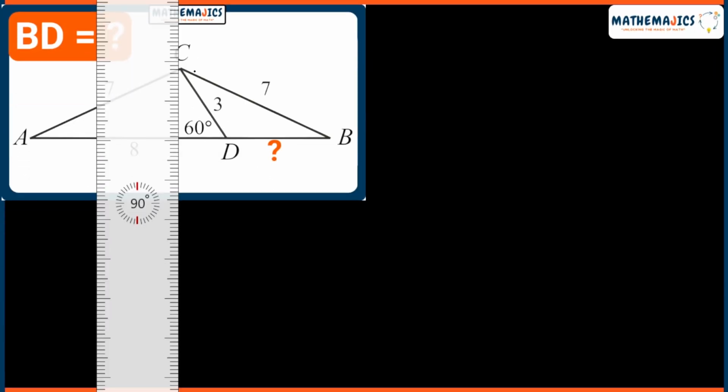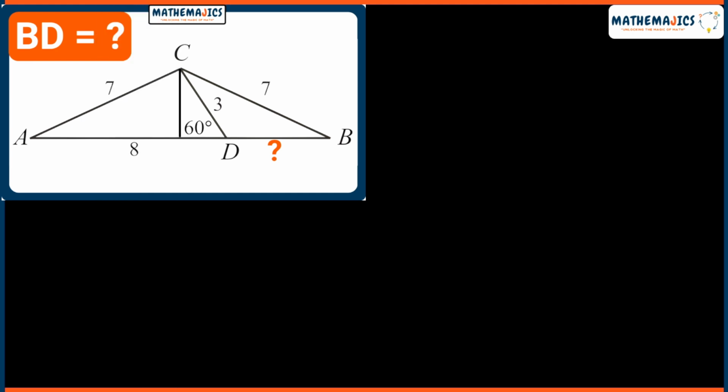First of all, I'll be drawing a perpendicular from point C on AB. Let's draw a perpendicular from point C on AB like this. Okay. So if we have drawn the perpendicular, what will be the angle? The angle will be 90 degrees. Let's name this point as point E. So if this is 90 degrees, angle CED will also be 90 degrees.